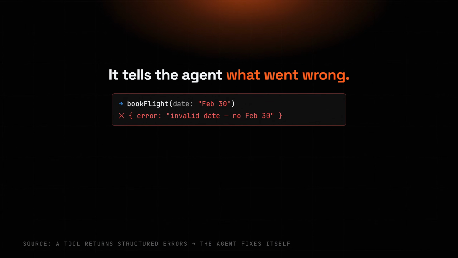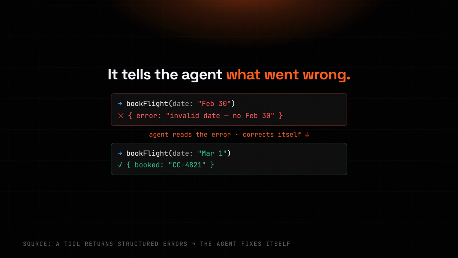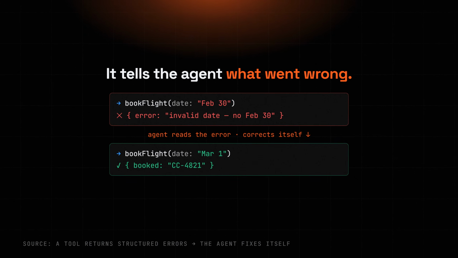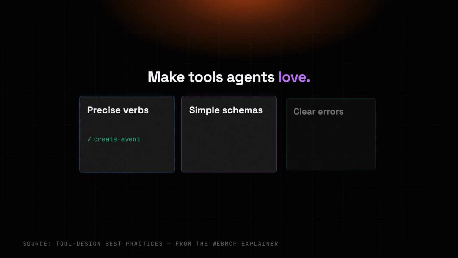And it is a real two-way conversation. Your tool can return a clean result or a clear descriptive error. Wrong date, sold out, missing field. The agent reads that error, understands what went wrong, and corrects itself instead of blindly clicking the same broken thing again and again.